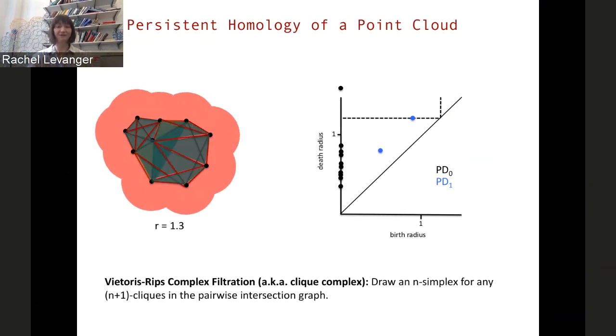And so once you get to a much larger radius, especially once you surpass the radius of the point cloud itself, there's going to be no interesting higher dimensional structures in that point cloud anymore, and all of the interesting features will have died.